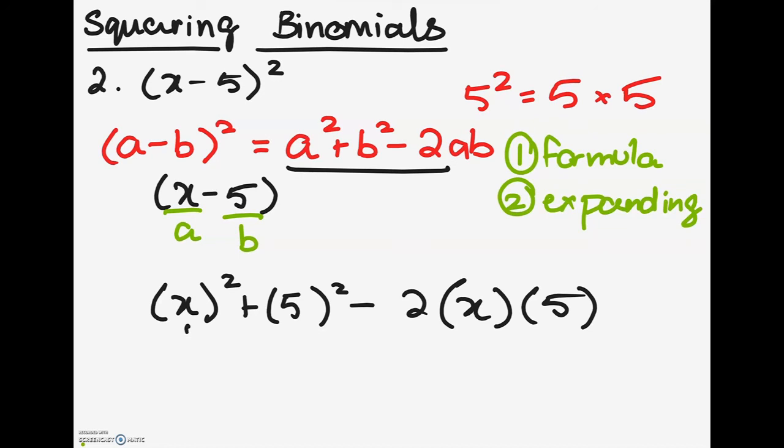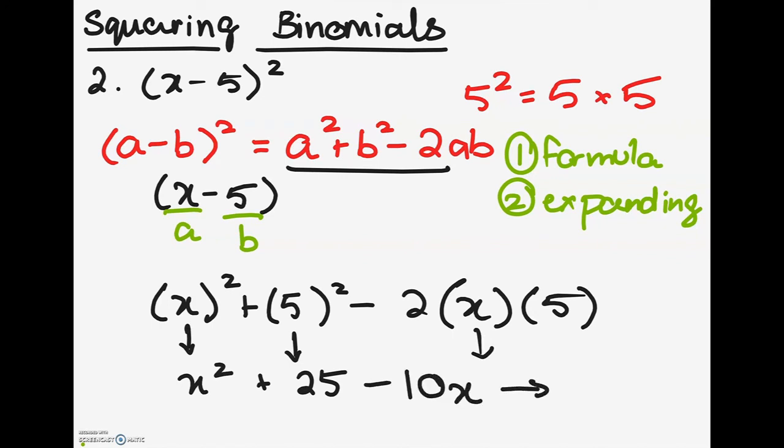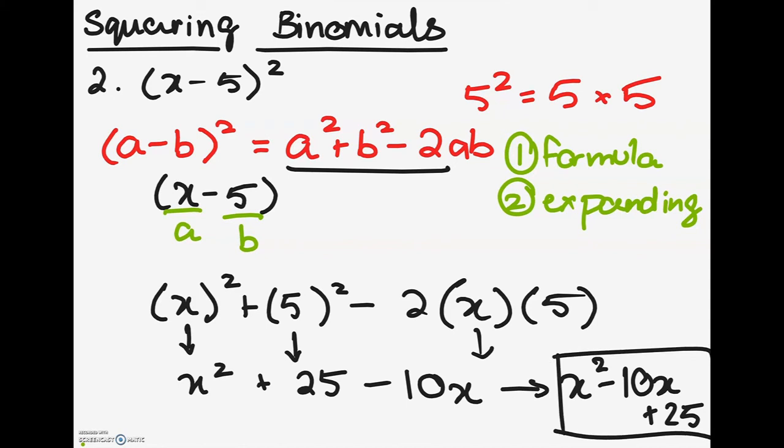So if we continue to simplify this, we will get x squared plus 25 minus 10x if we multiply all of this together. Now this is your same thing. This is just equal to x squared minus 10x plus 25, which is what we got as our answer when we were expanding as well. So this is how you square binomials, by using the formula and by expanding.